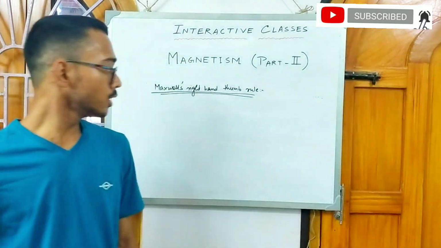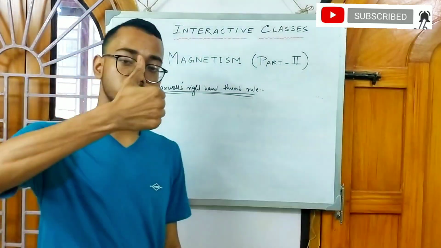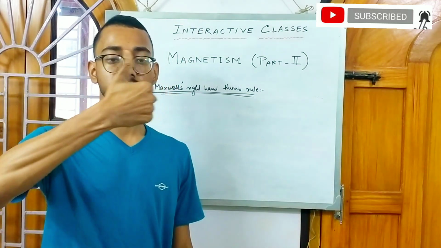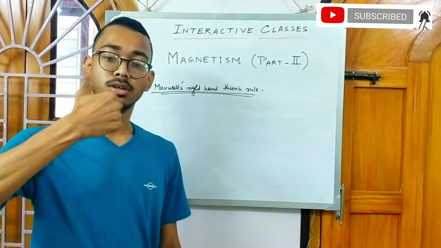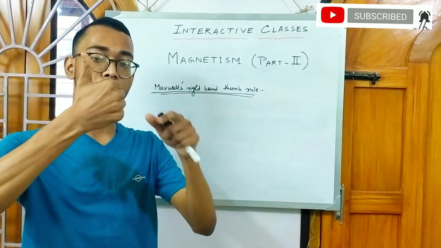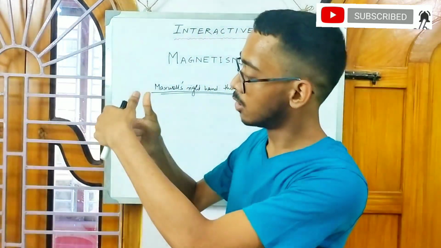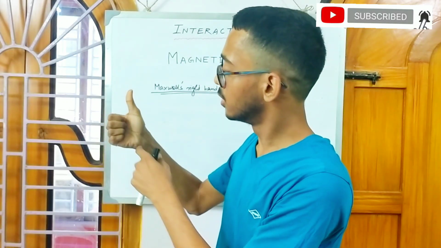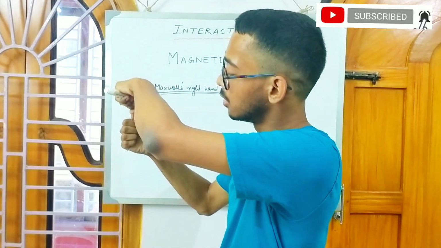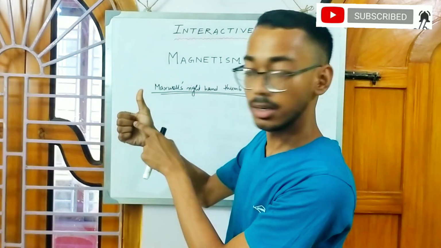The basic concept of Maxwell's right hand thumb rule is, just hold your right hand and point the thumb like a thumbs up. This thumb gives the direction of the current, and the other fingers give the direction of the magnetic field. Suppose current I is flowing in the upward direction, then the curling of the fingers represents the direction of the magnetic field.